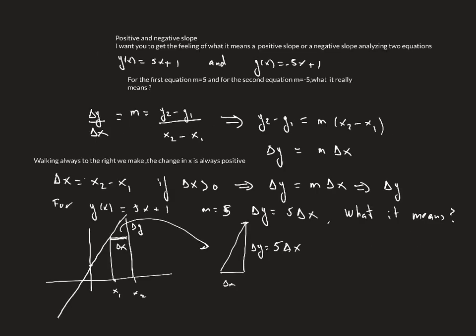So in this part, I want you to get the feeling of what is a positive and a negative slope for a rectilinear line. So I have chosen two rectilinear lines, y of x equals 5x plus 1 and y of x equals minus 5x plus 1. The first one has a slope of 5, and I'm going to show you how to get the feeling of the number 5 of the slope. What it means that the slope is 5.